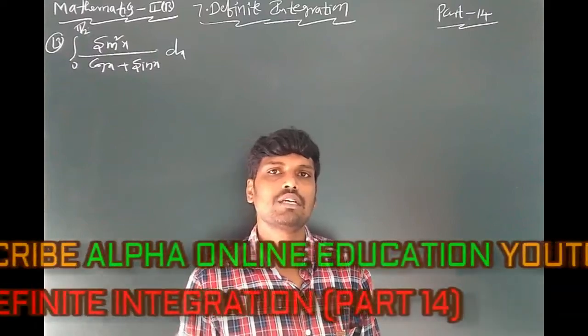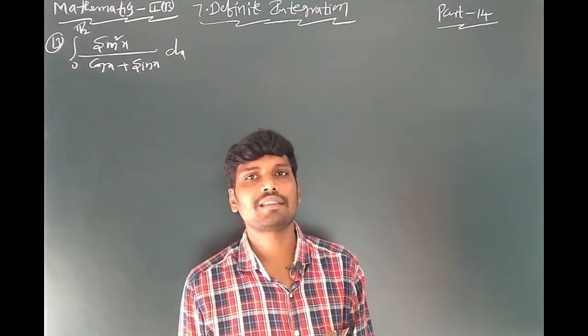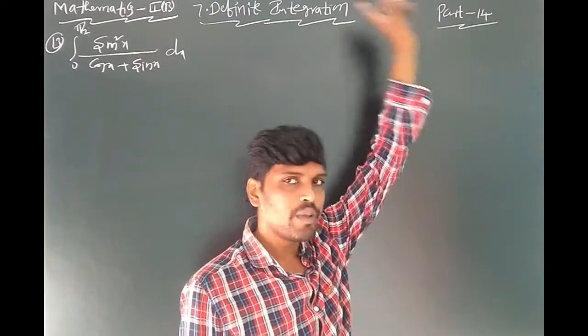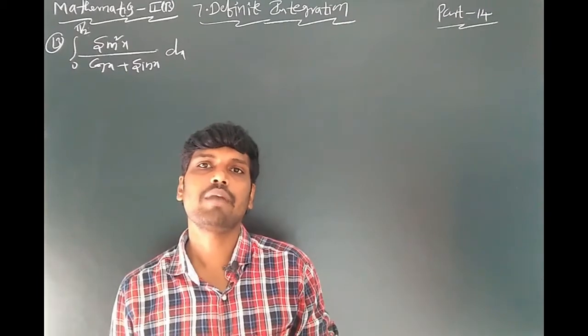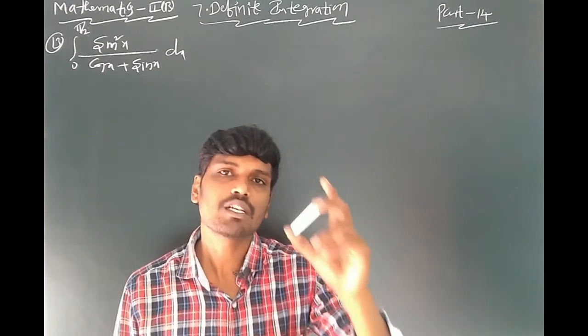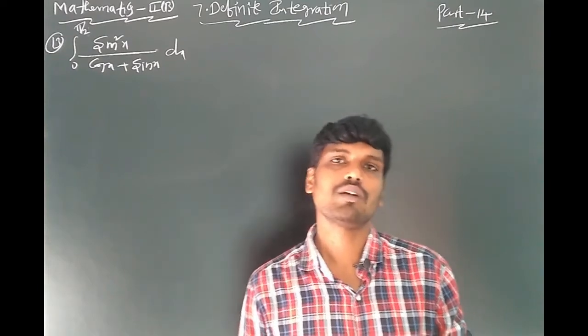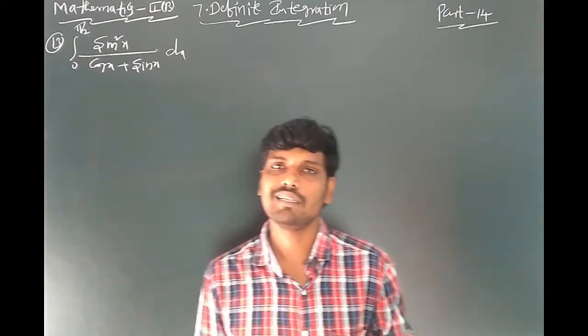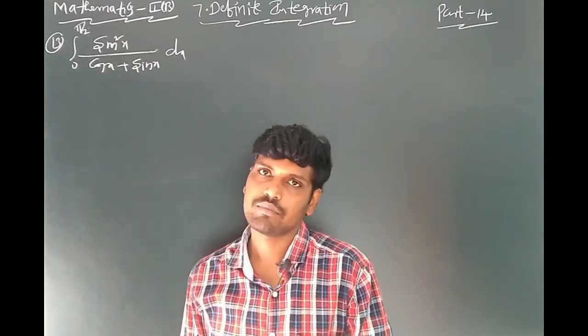This is the 7th chapter, definite integration. This chapter belongs to Mathematics 2B, part 14. In the last part we completed some important 7 marks problems. Today we also discuss one more important 7 marks problem, that is Roman number 3, question number 13.